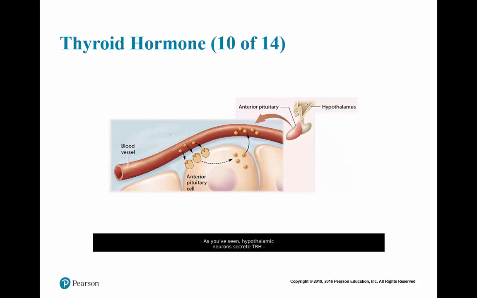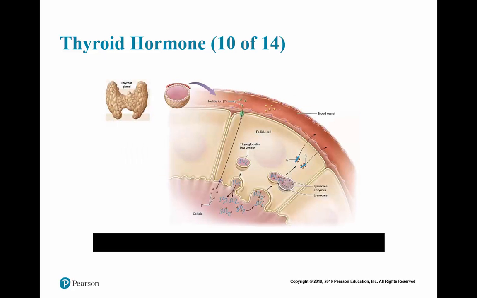As you've seen, hypothalamic neurons secrete TRH, thyrotropin-releasing hormone, into blood vessels in response to a variety of stimuli, including low levels of thyroid hormone in the blood. TRH then stimulates the release of TSH, thyroid stimulating hormone, from the anterior pituitary. TSH then travels through the blood and stimulates the production and release of thyroid hormones, in addition to the growth and development of the thyroid gland itself. All of this increases the levels of the thyroid hormones, T3 and T4, in the blood.